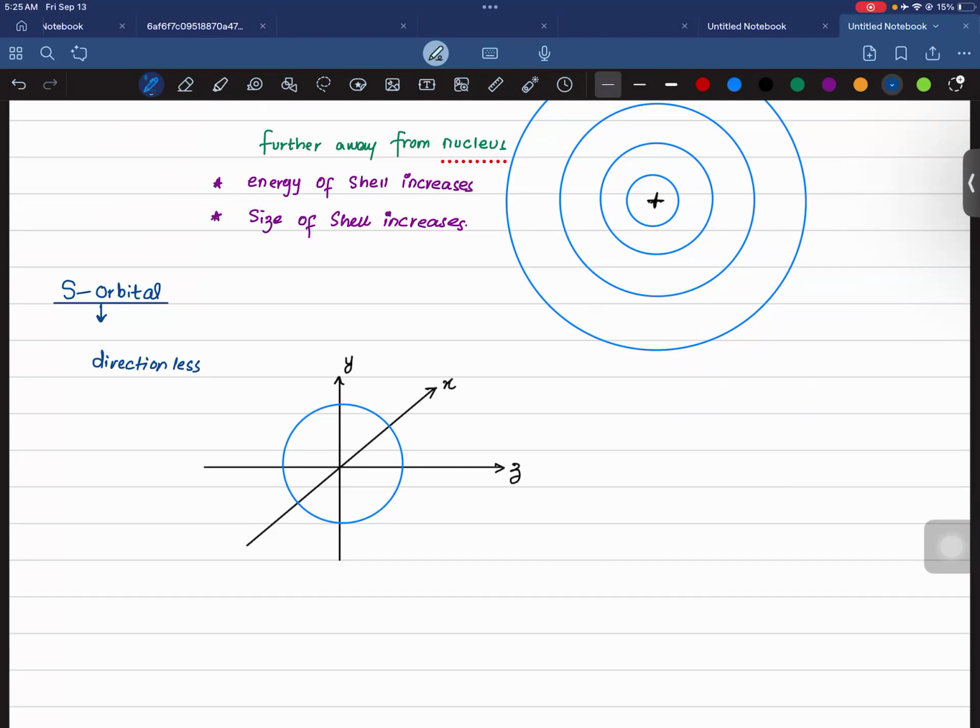This orbital is lying on all the axes at a time. It's lying on x-axis as well, it's lying on y-axis as well, it's lying on z-axis as well. So it has no direction, it's just like a soccer ball. When you have a soccer ball, and if I ask what's the direction of this ball, you can't say anything, because this is lying on all the axes at a time. So this is a directionless orbital.